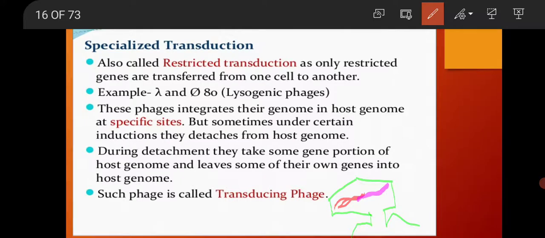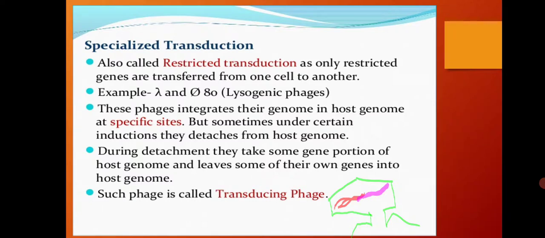Okay, so that is the overall process. It is also called restricted transduction. Examples are lambda and psi-80 lysogenic phages. This specialized transduction follows the lysogenic cycle, whereas generalized transduction follows the lytic cycle.